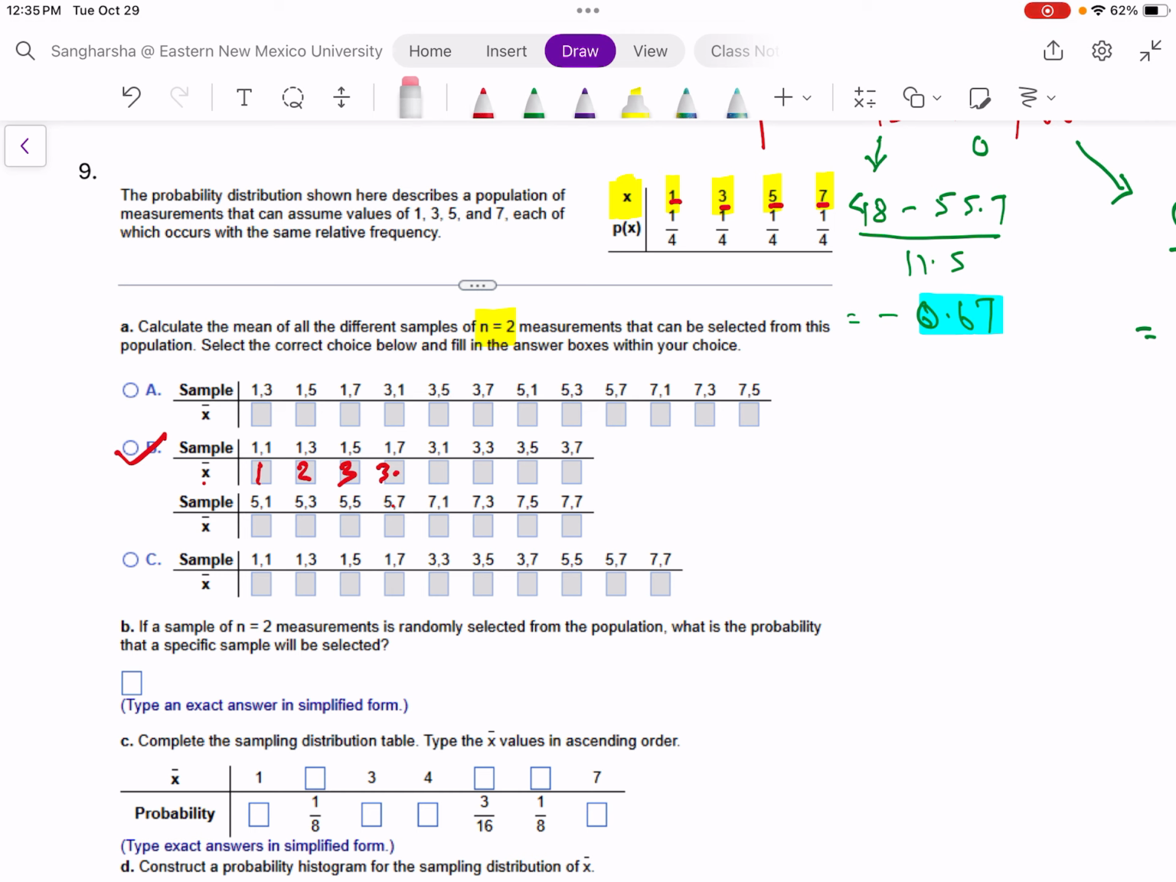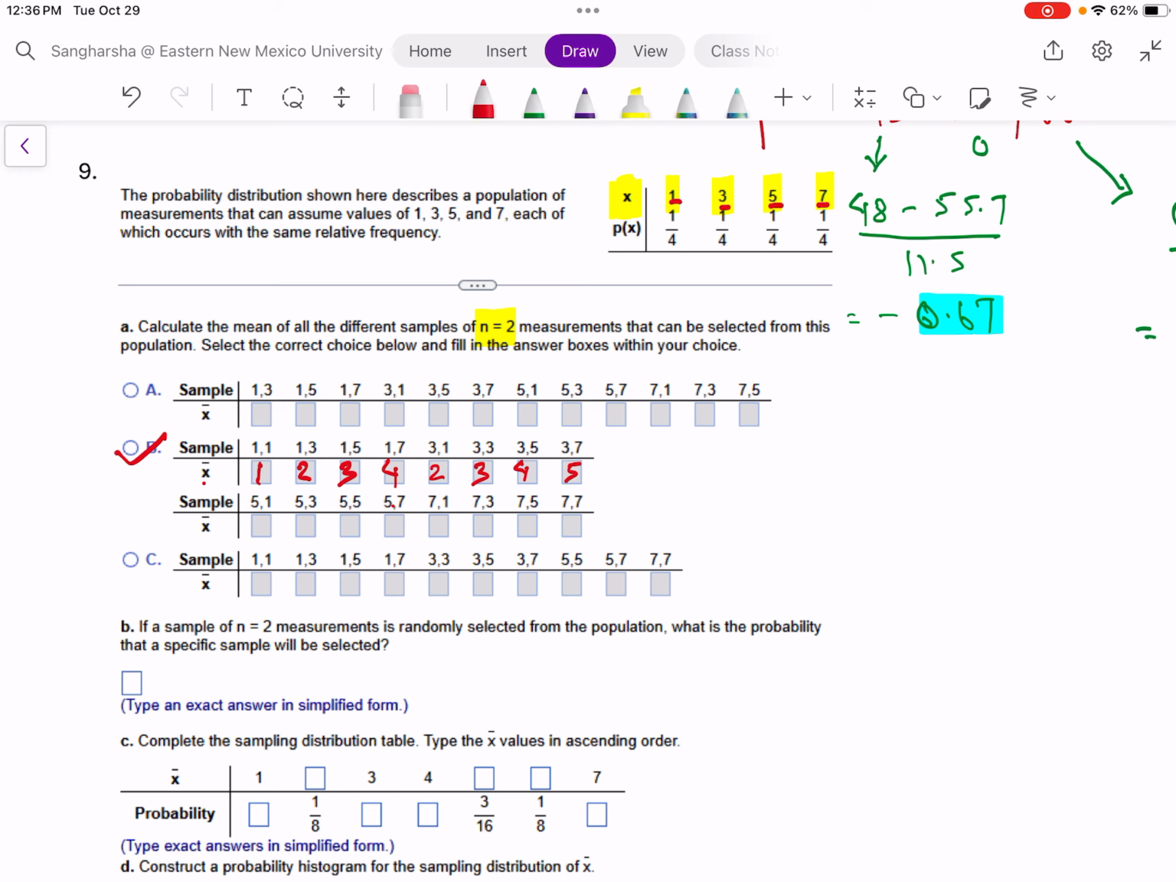So that's 3. Oh, thank you. 1 plus 7, 8. 8 divided by 2 is 4. 3 plus 1, 4 divided by 2, 2. 3 plus 3, 6 divided by 2, 3. 3 plus 5, 8. 8 divided by 2 is 4. 3 plus 7, 10. 10 divided by 2 is 5.